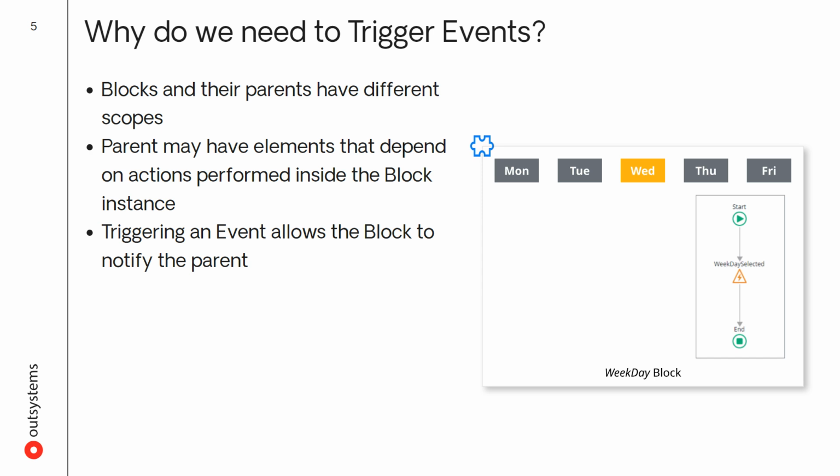Well, the block and the parent have different scopes. So, if a user interacts with elements inside the block, the parent does not know what happened. In this example, if Wednesday is selected inside the block, the screen does not know which option was selected. If there are elements on the parent that depend on this action, it is important that the parent knows what happened, thus an event with the proper information should be triggered to notify the parent.